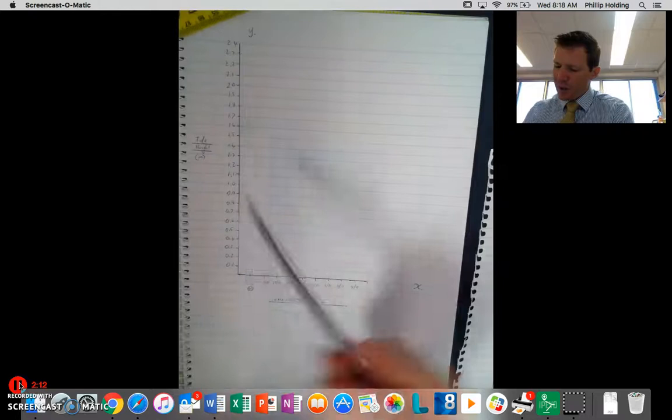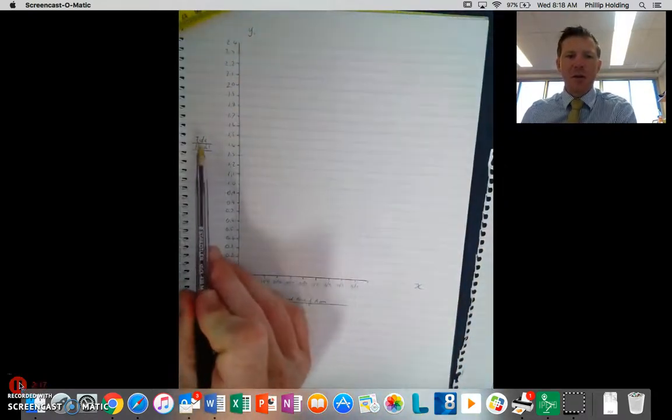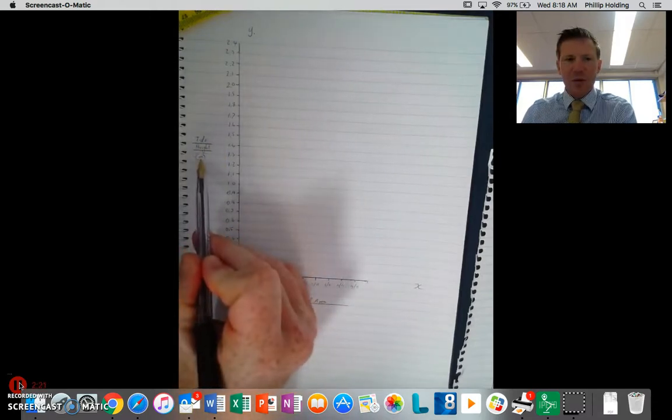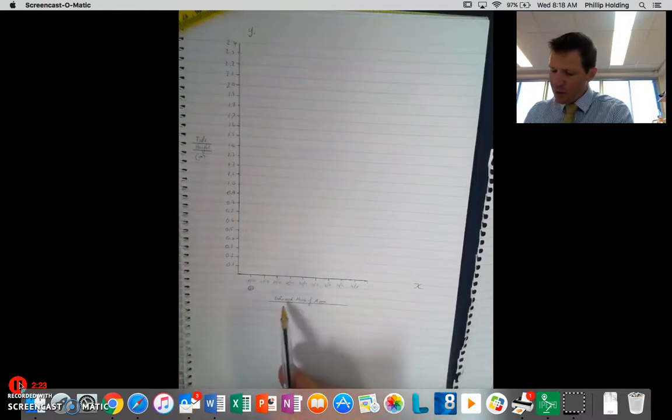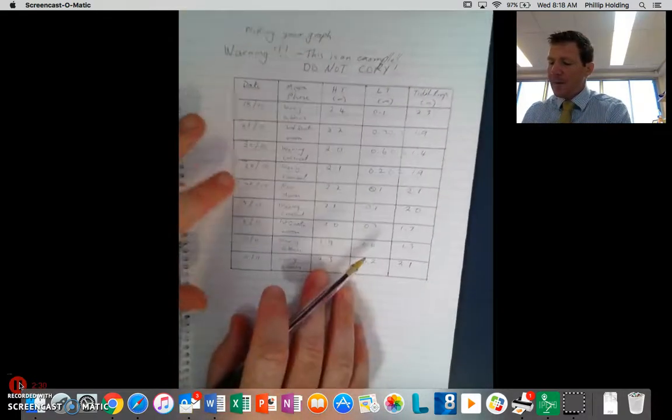So I've gone and done that, and I've put my scale for my tide height along here, and I've also labelled my axis. Okay, so tide height underlined, and I've got my units there because it's measured in meters. Same thing for down here as well. I've called that the date and phase of moon. Okay, the next thing I have to do is go here.